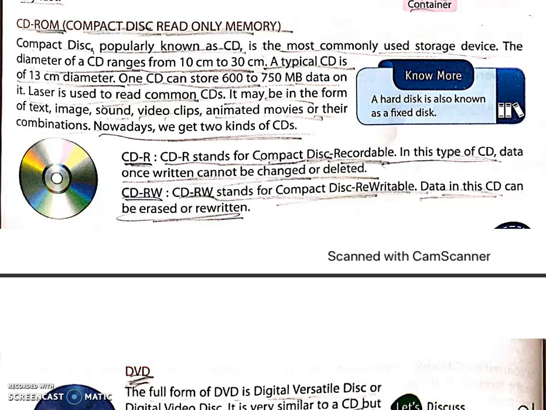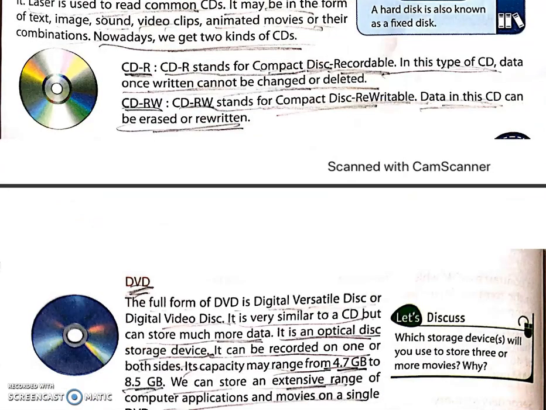Then comes another type of CD, which is CDRW. This stands for compact disc rewritable. As the name itself suggests, the data in this CD can be erased or rewritten. Now if I've given you a CDRW and I've put some word files or some music or some movie, you can delete that file, you can add some new file on your part, so you can do anything with this. So this is CDRW.